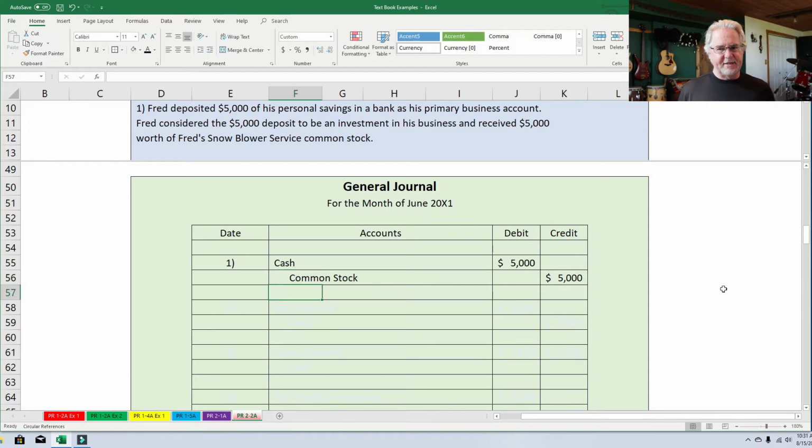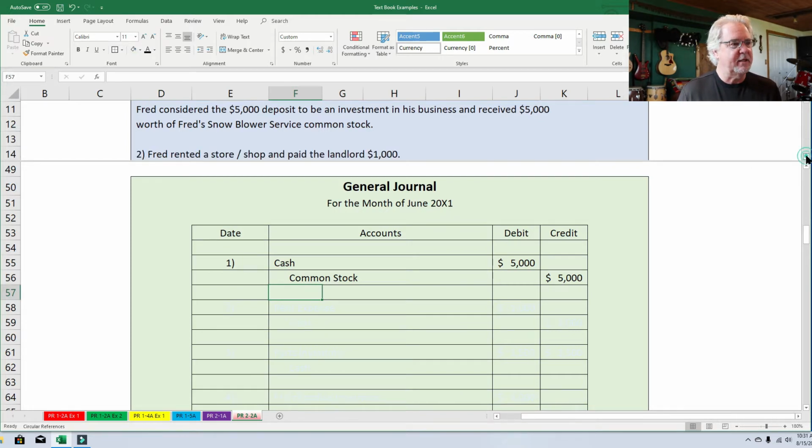You don't have to indent it 6 spaces, but I think it looks kind of nice. That's about how you want it to look. So if you indent it 5 spaces or 6 spaces, 8 spaces, whatever looks nice, all right? So let's go down to transaction number 2.